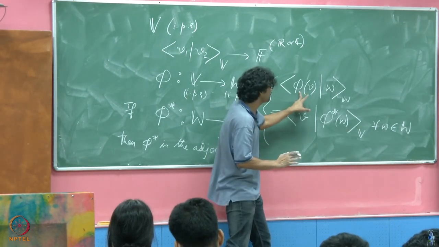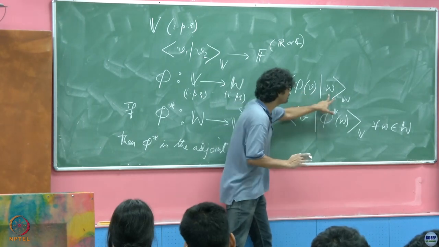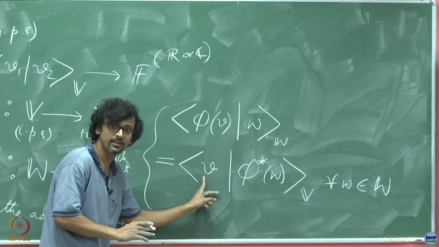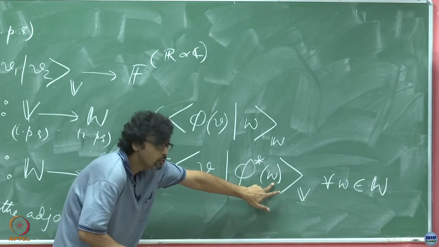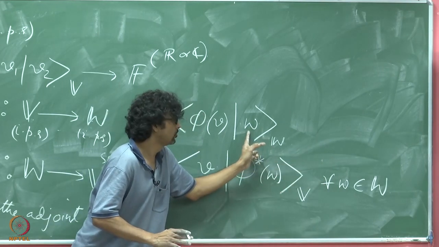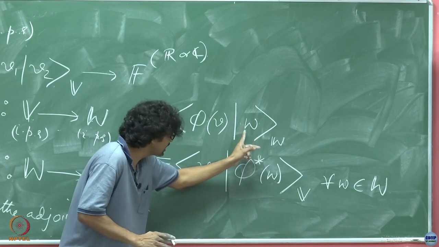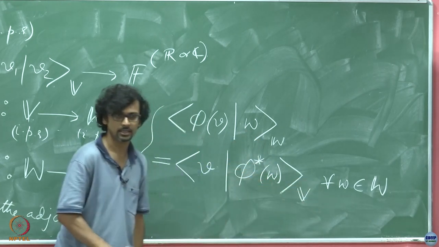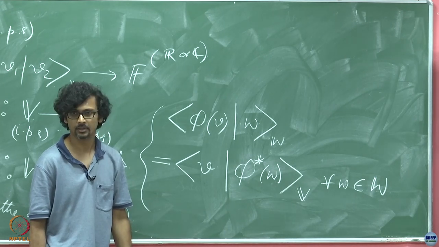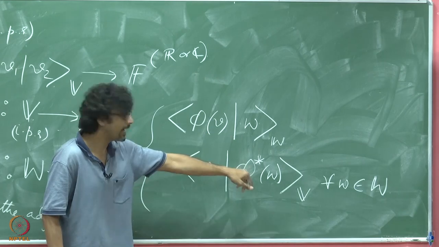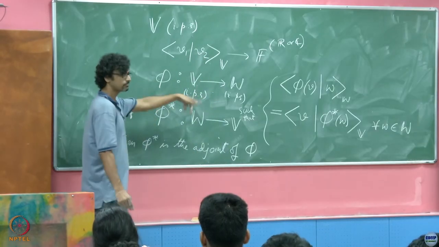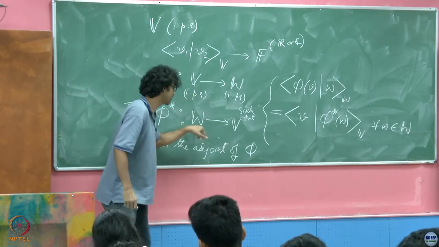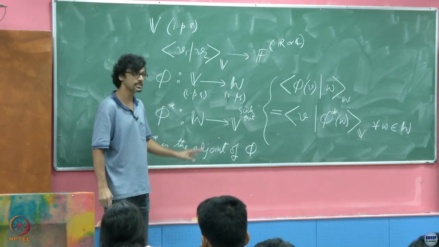Here, you're first acting on this using phi, going to W, and then taking inner product with w, going to the field. Here, you're dwelling in V, using the fact that V is itself an inner product space. Instead, you are letting w, some arbitrary vector, which gave you this, let phi star act on that w, so that you end up having the same number over the field. If you can find such a map, then that is called the adjoint of the original map. So a map and its adjoint have the opposite effect. One maps from V to W, the other maps from W to V. Okay, so this is the definition of an adjoint.